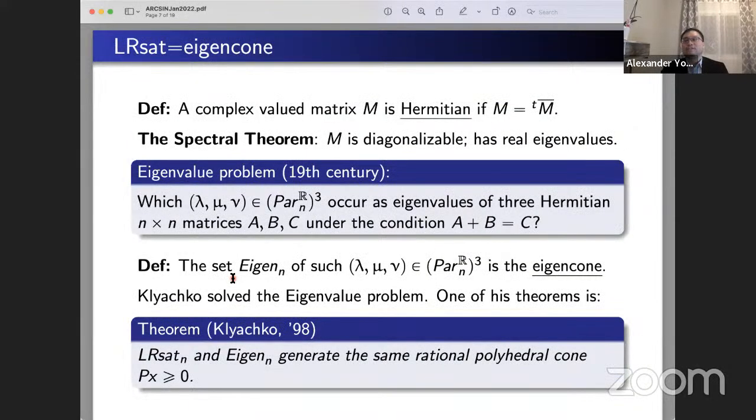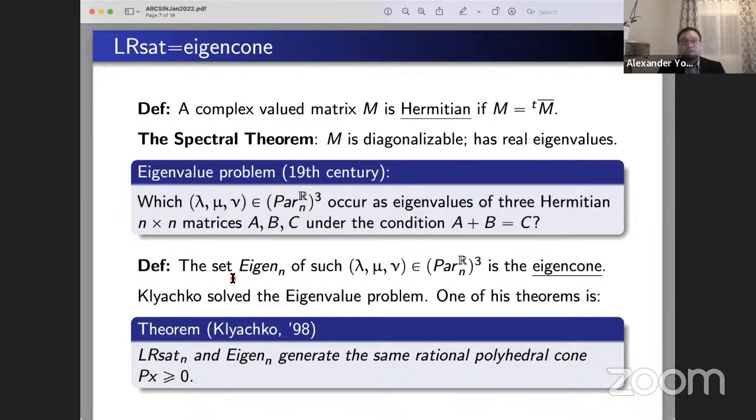All right, so I promised you that this question of non-zeroness has an interesting answer, and here's hopefully the proof of my claim. So a reminder that an n by n matrix is Hermitian if it's equal to its conjugate transpose. And I'm sure all of your undergraduate students know the spectral theorem that Hermitian matrices are all diagonalizable and they'll have real eigenvalues.